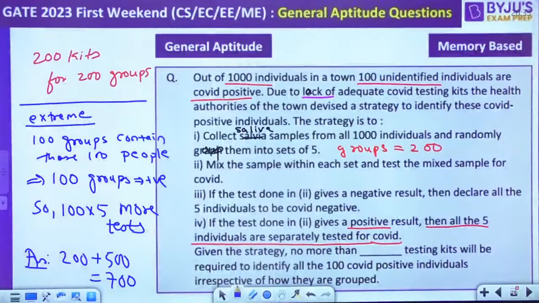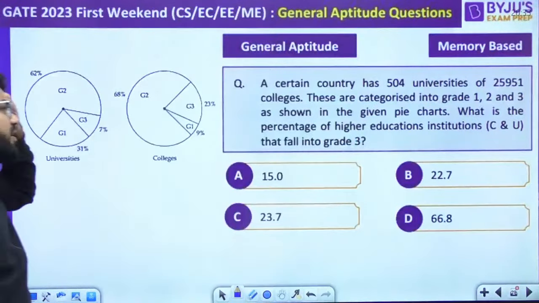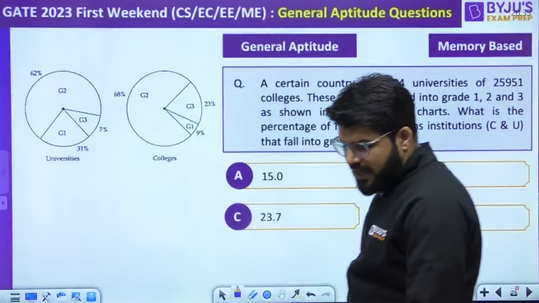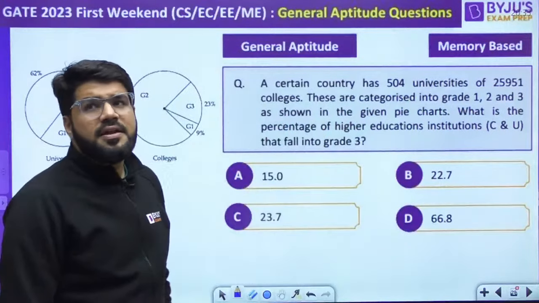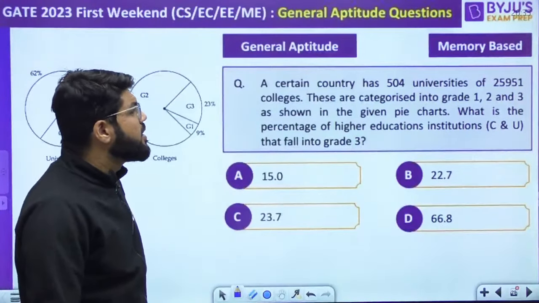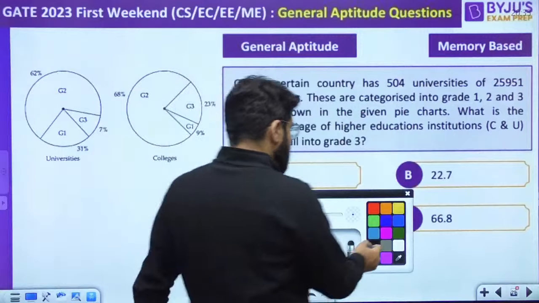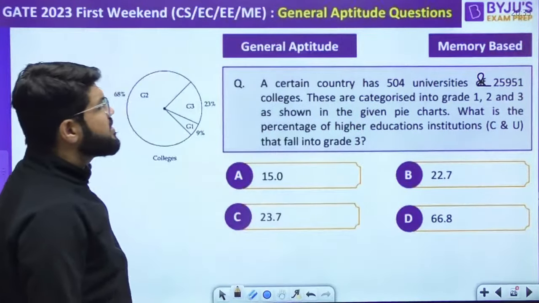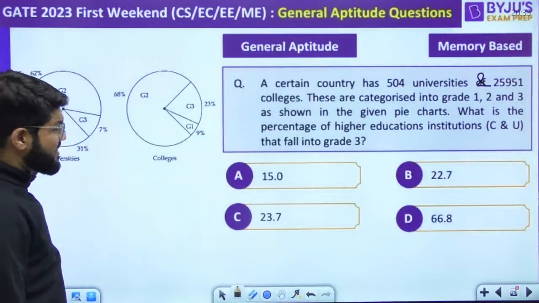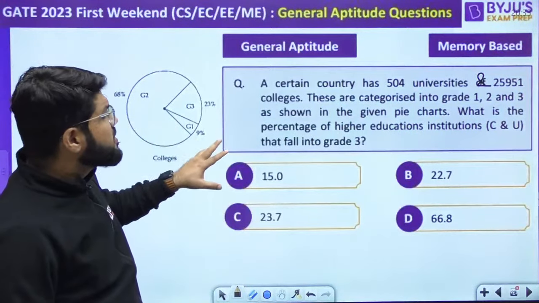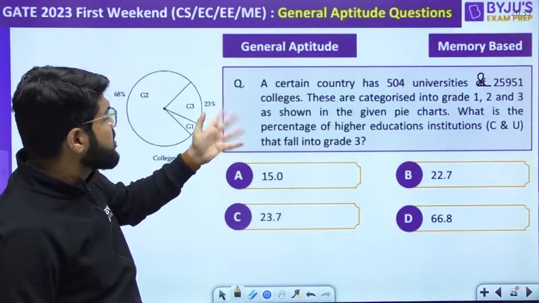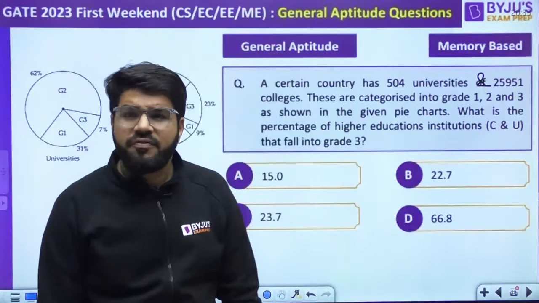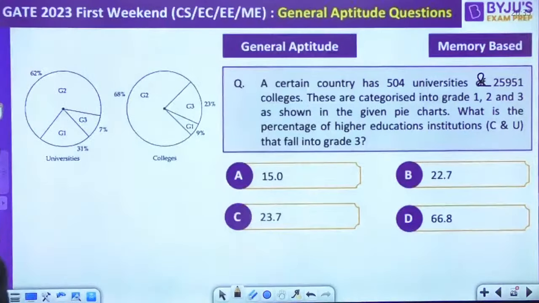Okay, so moving ahead to the next question. A certain country has, data interpretation based question hai yahan pe. A DI based question. A certain country has 504 universities and 25951 colleges. These are categorized into grade 1, 2, 3 as shown in the given pie charts. What is the percentage of higher education institutes, whether it is college or university, that fall into the grade 3? It's a simple one, simple percentage calculation.